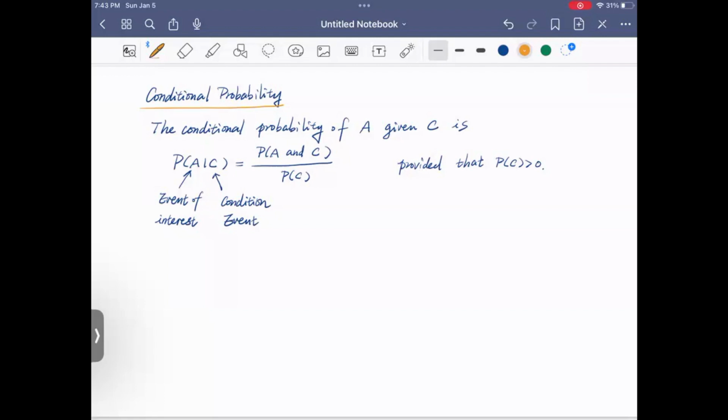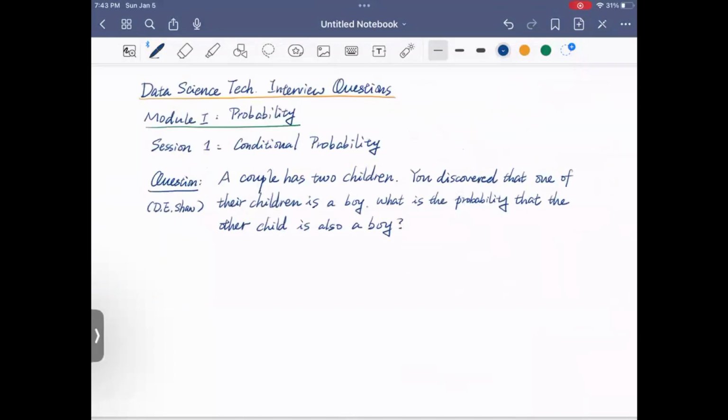So A and C have different roles, and the denominator should always be the probability of the condition. All right. Now let's go back to answer our question. A couple have two children, and we discovered that one of them is a boy. What is the probability that the other child is also a boy?